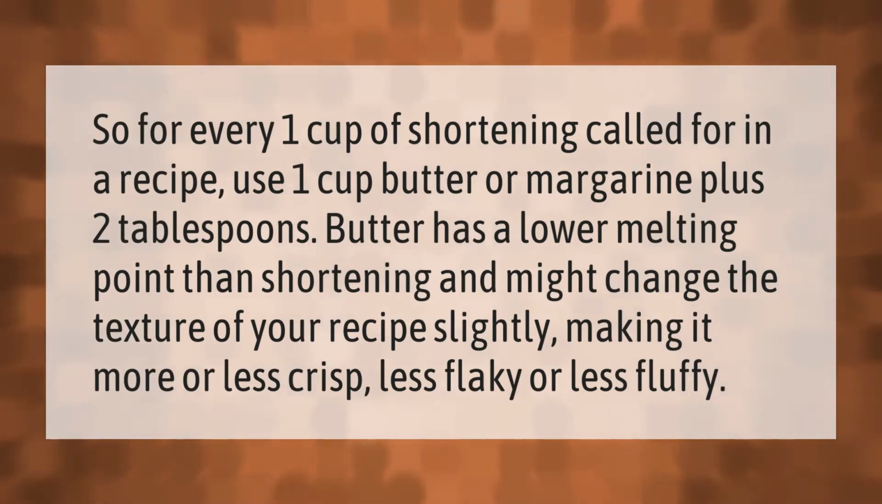So for every 1 cup of shortening called for in a recipe, use 1 cup butter or margarine plus 2 tablespoons. Butter has a lower melting point than shortening and might change the texture of your recipe slightly, making it more or less crisp, less flaky or less fluffy.